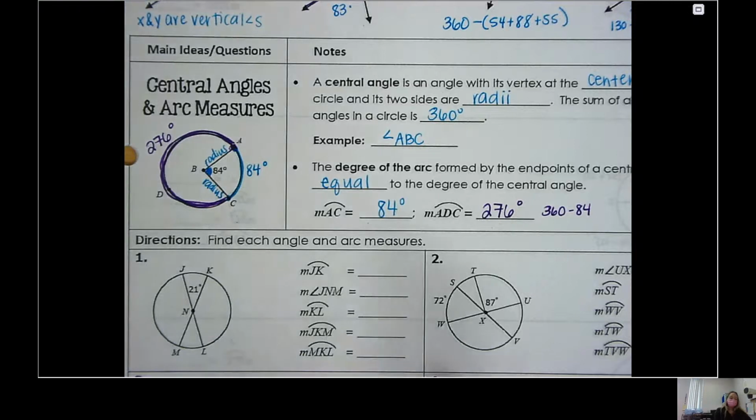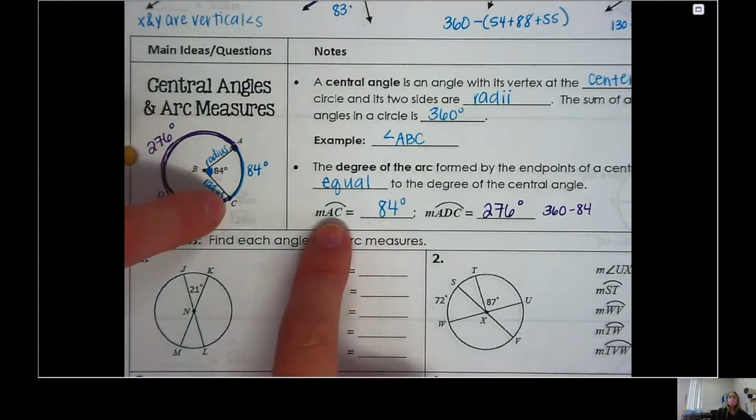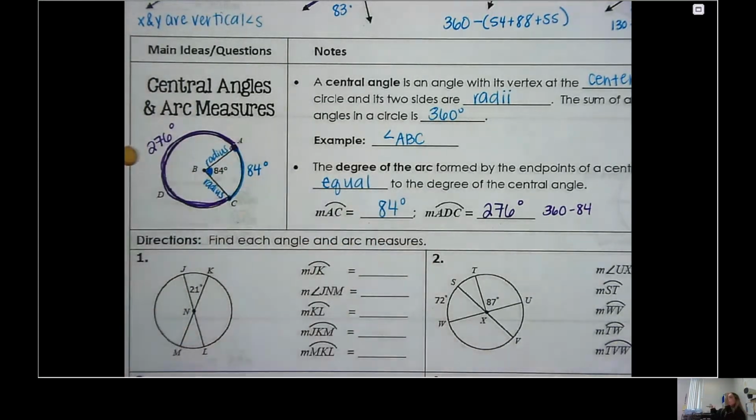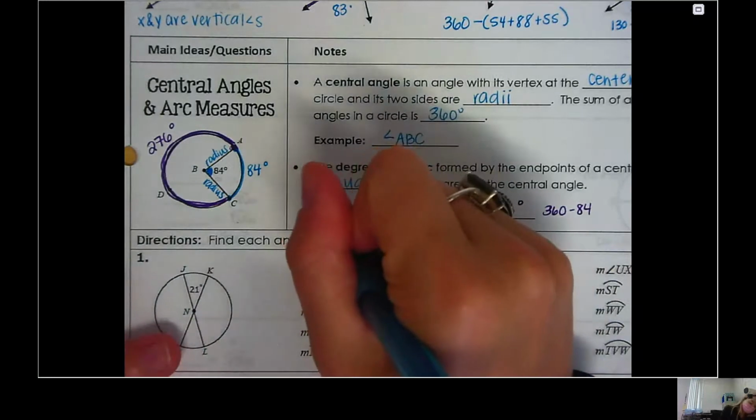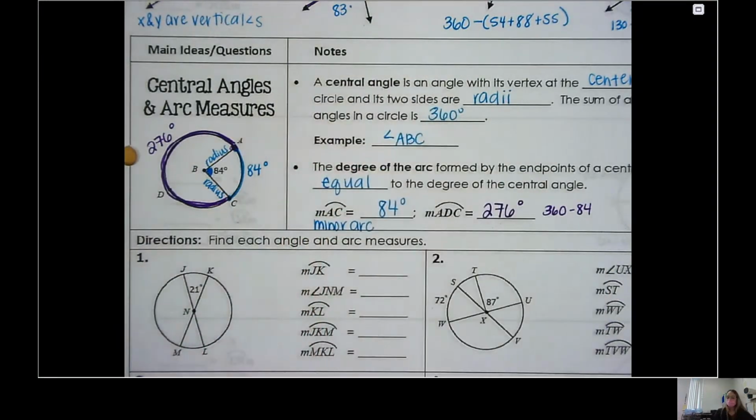Now, there are two different types of arcs. If it's got two letters, this one over here, this blue one, AC, that means it's called a minor arc. That means it's less than 180 degrees. So it's some number smaller than 180. This is called a minor arc. The other one's called a major arc.